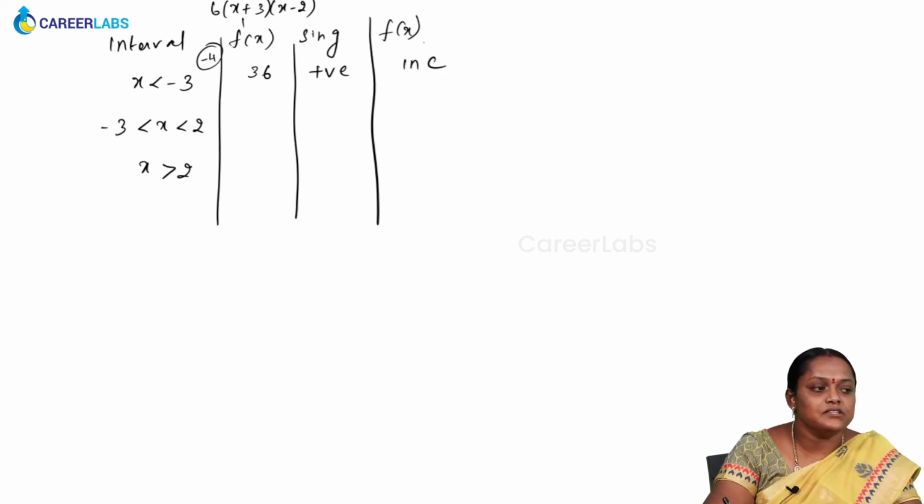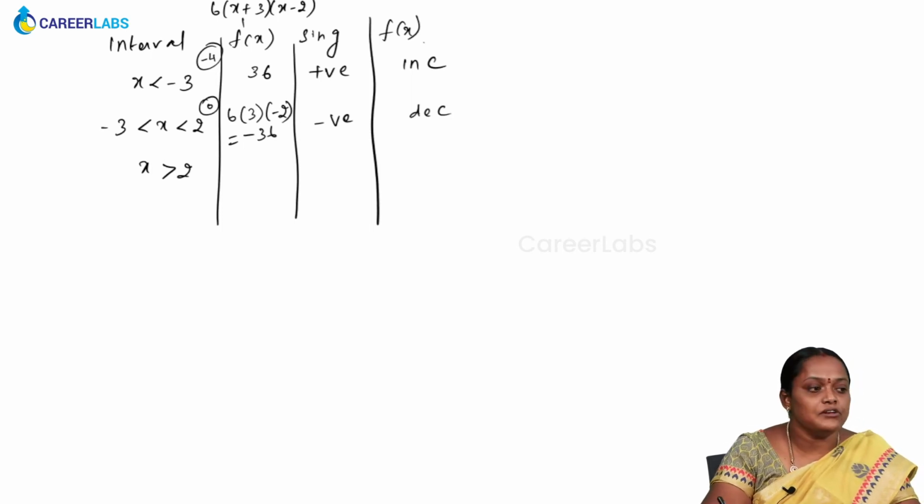In a similar way, we are going to consider the next interval, minus 3 to 2. Let us take the value of x as 0. When you take it as 0, it will be 6 times 3 and minus 2. So 18 into 2, it is minus 36. So this gives the value minus 36, which is negative. The function is going to decrease in the interval minus 3 to 2.